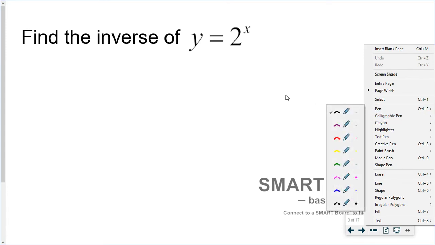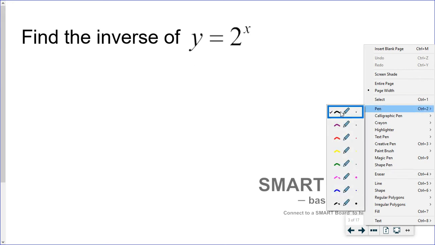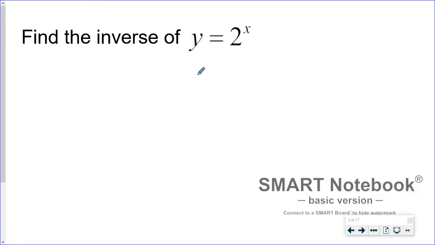All right, and basically how we get that started is we just go ahead and switch the positions of x and y. All right, and then we have to solve for y. Okay, well, that doesn't really help us out a whole lot, right?